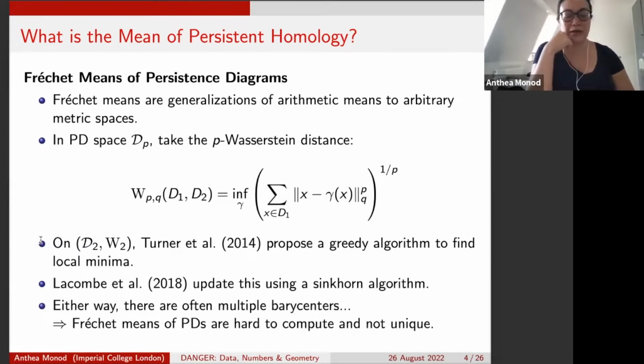So this is what a generalized mean for metric spaces is. In the space of persistence diagrams, there are several metrics that we can work with. So this is a good idea. It's a good approach to looking for a mean. One of the more natural metrics that we can use is what's known as the P-Wasserstein distance, which is given by this expression here.